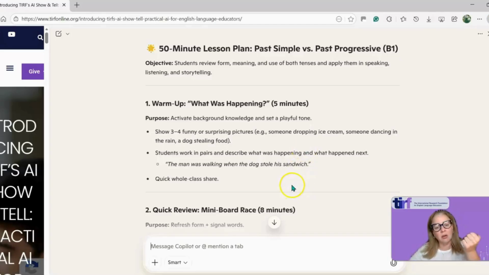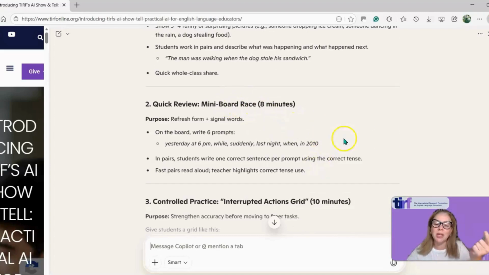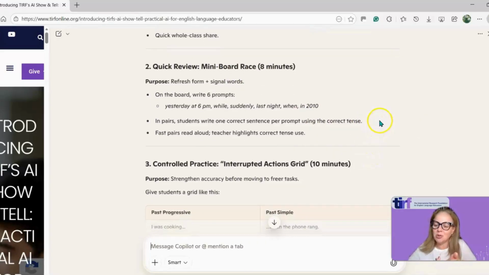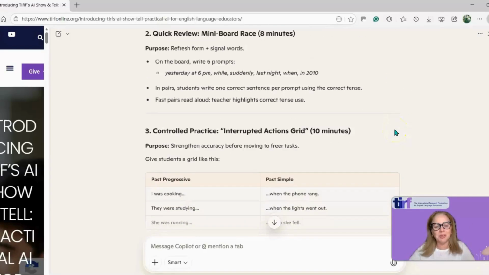So there is a warm-up activity, there is a quick review, and you see a mini board race. So it is helping me to gamify a little my class. And this is very interesting. Sometimes we are a little worried or we are out of ideas on what to do. So it helps us in this.